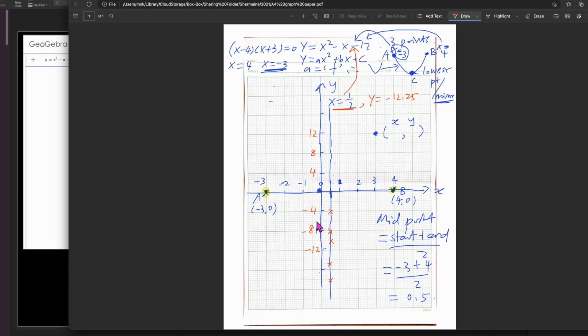So -12.25. Here is 10 units, so 1 unit is 4 divided by 10, which is 0.4. So it's less than 1 unit, so it's somewhere here. Okay, good. So I don't need this one. So it's definitely at this one. So this is the point C.